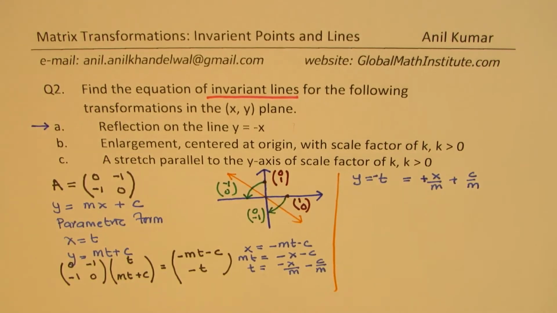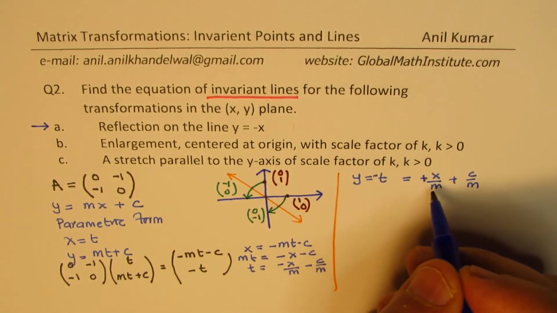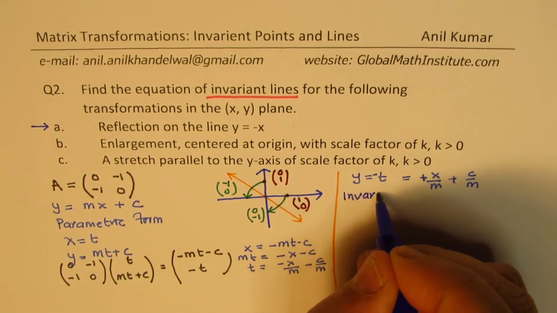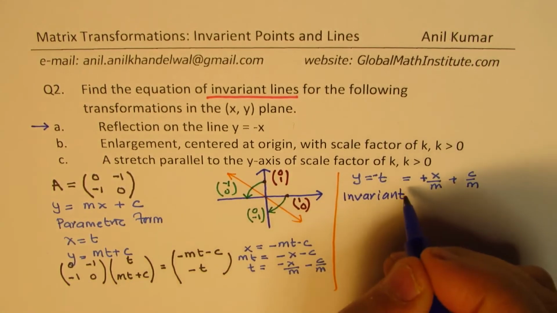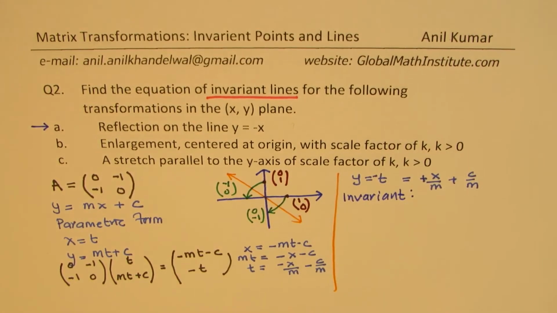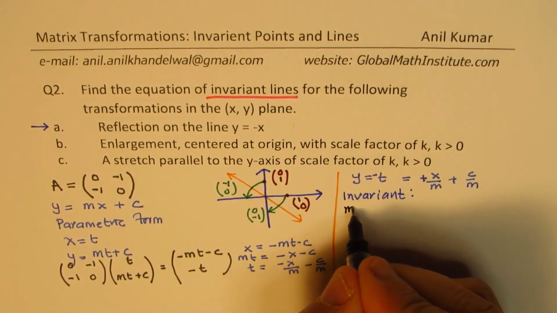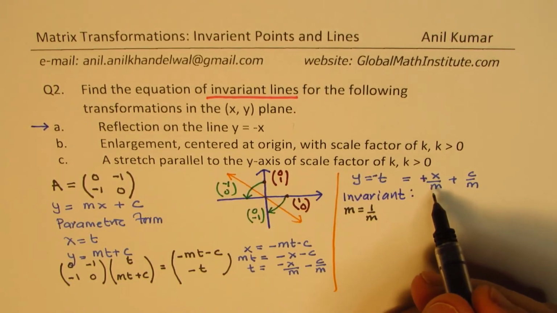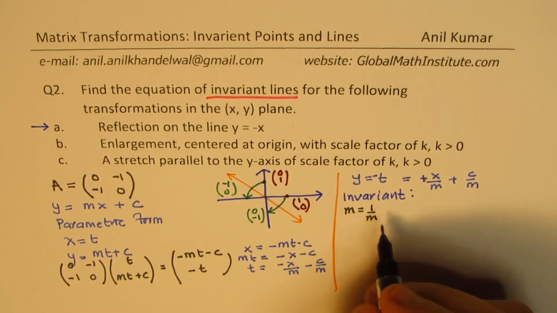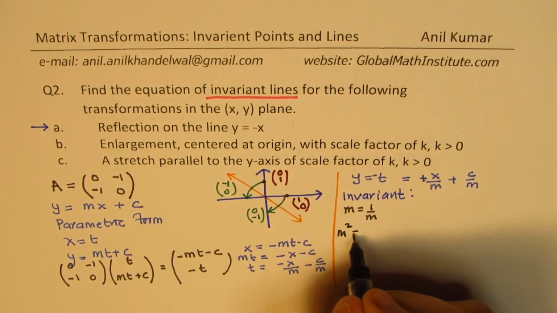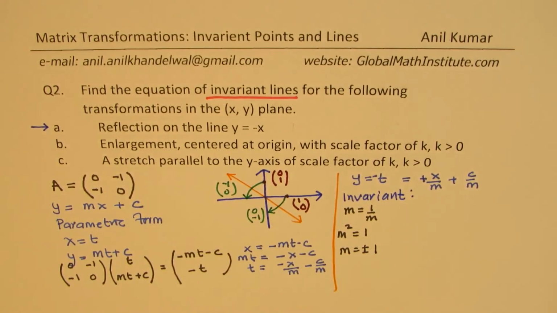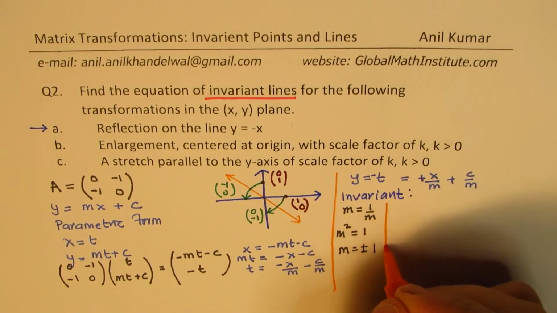Now, for an invariant line, we should have the same line, right? So the same slope and the same y-intercept. So that means we have again 2 equations to work with. So the slope should be equal to 1 over m, right? The slope should be the same. The slope is 1 over m in this case. That means m squared equals 1, or m equals plus minus 1. Clear? So that becomes the slope. So we get the 2 values of m as plus minus 1.